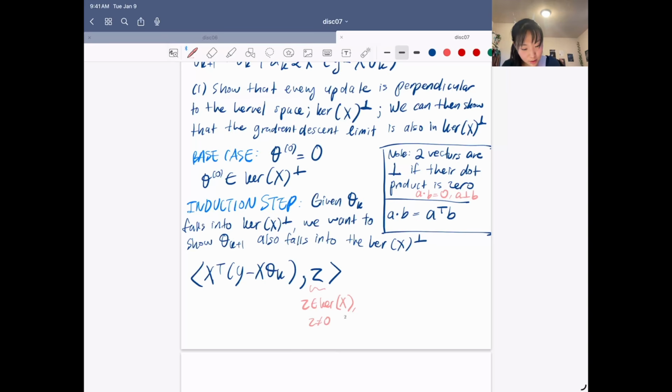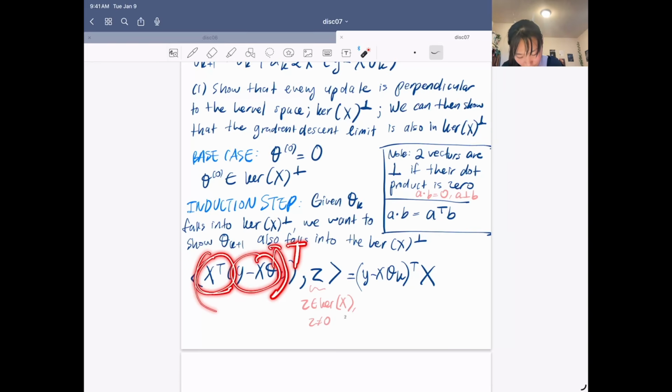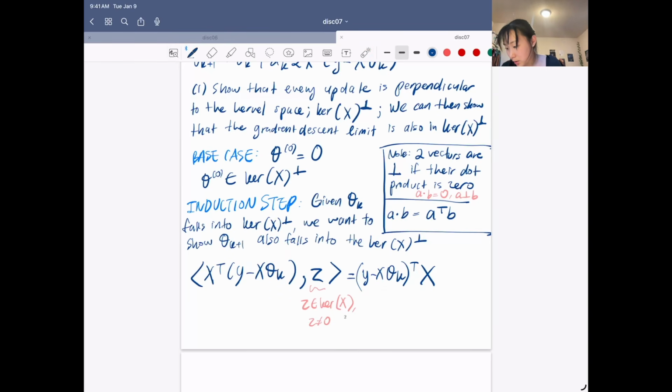And so if we actually do this, you'll see this whole thing is equal to a transpose b, which in this case is this transpose that, which is y minus x theta k transpose x. And remember, when we take the transpose, we basically switch the orderings and transpose both. The transpose of x transpose is just x itself. So when we do that, we essentially get this new equation times z, with z being equivalent to our b right over here.